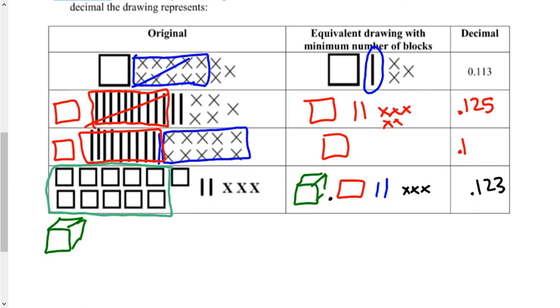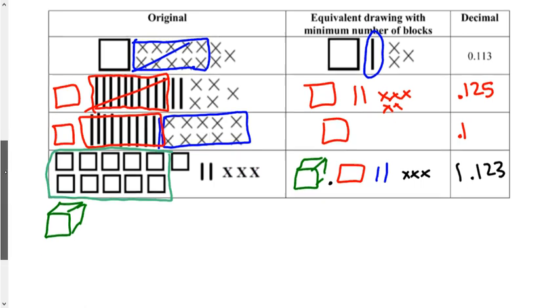And before the decimal, we'd say how many whole do we have? How many wholes do we have? We've got just one. So 1.123.